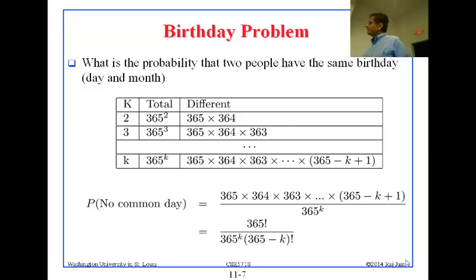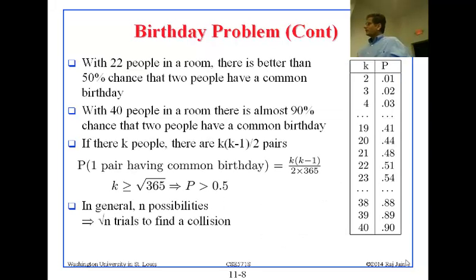If you keep doing this, for k people, you will find that the total number of possibilities is 365 raised to k, but only 365 times 364 times, and so on and so forth, will result in different birthdays. So the probability of no collision is this value divided by 365 raised to k, and this is 365 factorial divided by 365 raised to k times (365 minus k) factorial. Right? Everybody understand how this results in that number? So now we have a closed form formula for no common day.